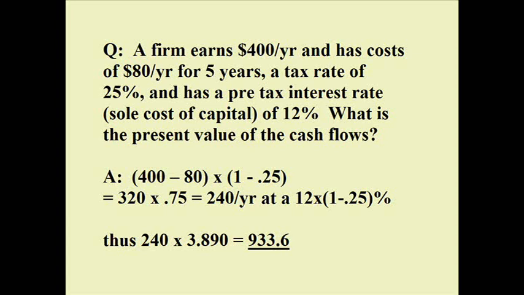We're going to revisit that previous problem I mentioned. Again, the firm earns $400 a year, has costs of $80 for 5 years, and now we have a tax rate of a quarter, 25%, and pre-tax interest rate, our cost of capital, we'll look at that a little bit later, of 12%. What's the present value of the cash flows? Now we got to make them after tax, so we have $320 net, but after tax times 3/4 gives us $240 a year, and the discount rate is, watch it, 9% again after tax.